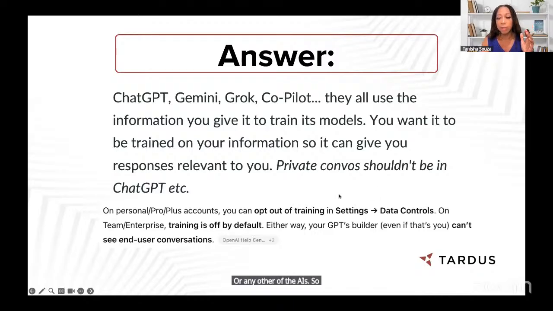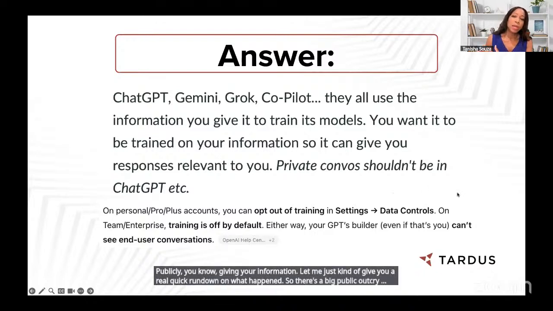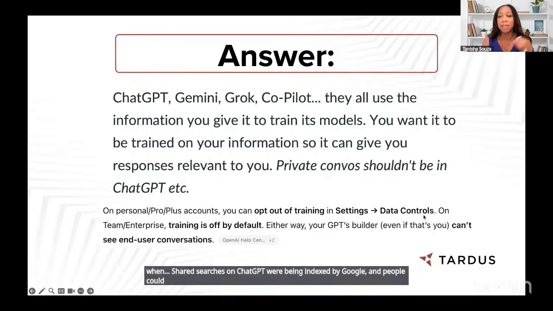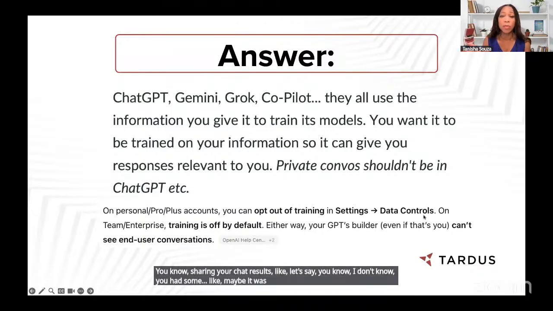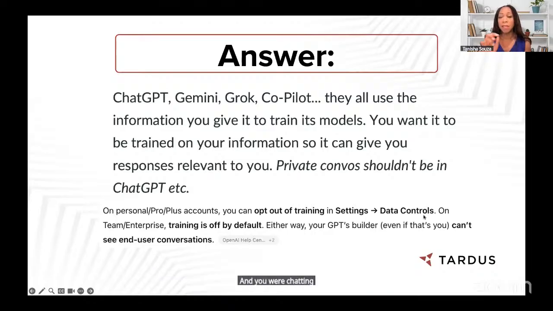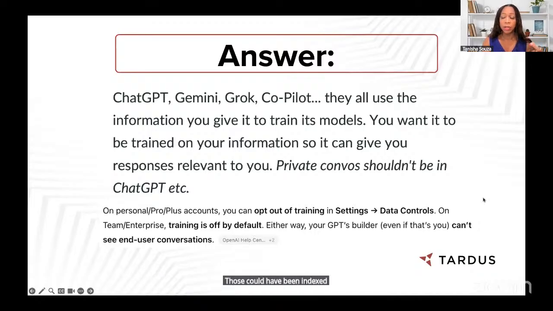And to explain what I think this person is referring to about publicly giving your information, let me give you a real quick rundown on what happened. There was a big public outcry when shared searches on ChatGPT were being indexed by Google and people could search them and find them. So if you were sharing your chat results, like maybe a private health issue you were chatting about and then shared with someone in your family, those could have been indexed and found online. And that was earlier in 2025, I don't know the exact dates.